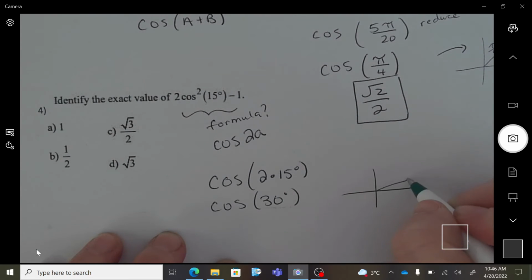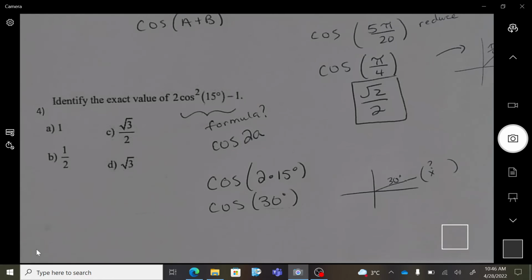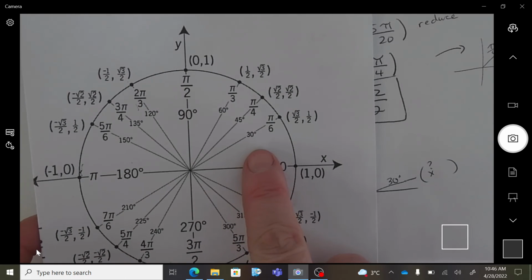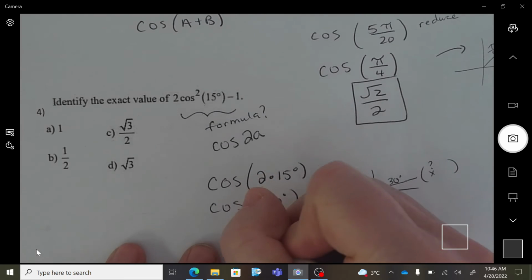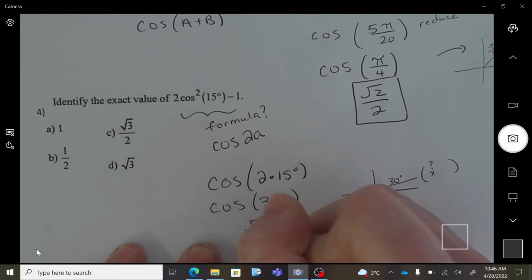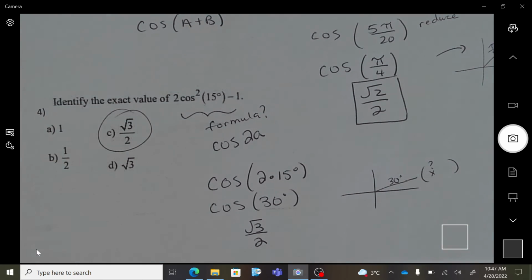So I'm going to be going on to my unit circle, and what is the x coordinate there? So the x coordinate at 30, I go here, root 3 over 2. The answer is C.